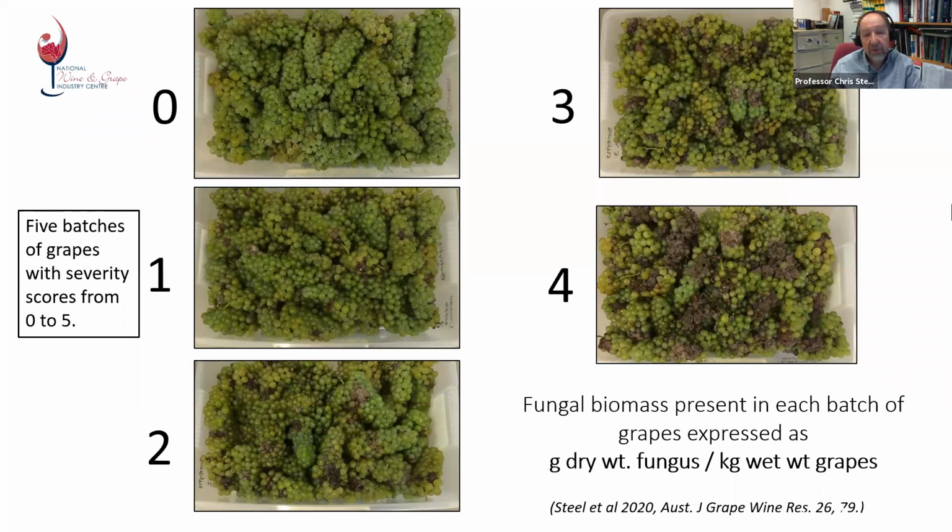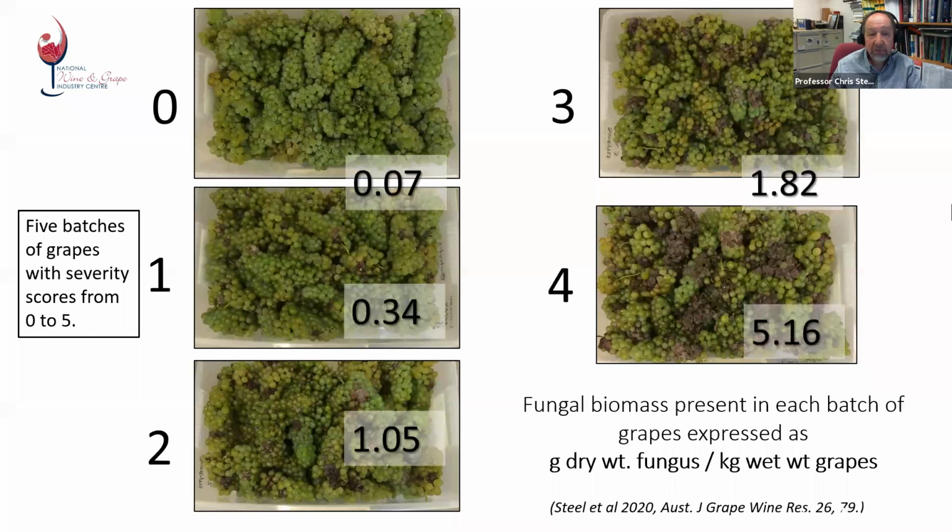The level 1 is where we had 1 to 3 berries per bunch that were infected. Level 2 was 3 to 10 berries per bunch infected. And level 3 was about 25% of the bunch infected, and 4 was a terrible case. No one would make wine out of that. 50% or more, perhaps, of the bunch infected. And with that knowledge that Botrytis mycelium contains on average 2.97 milligrams of ergosterol per gram dry weight of fungus, we were then able to calculate the fungal biomass in grams dry weight of fungus per kilogram wet weight of grapes. And these were the numbers that we obtained.